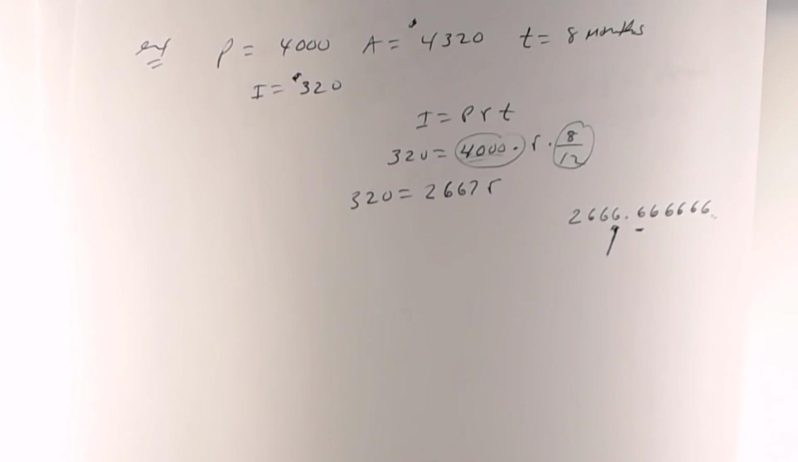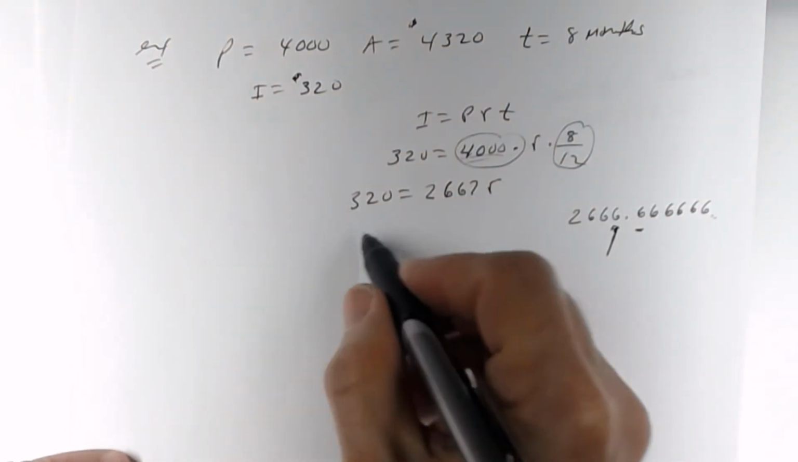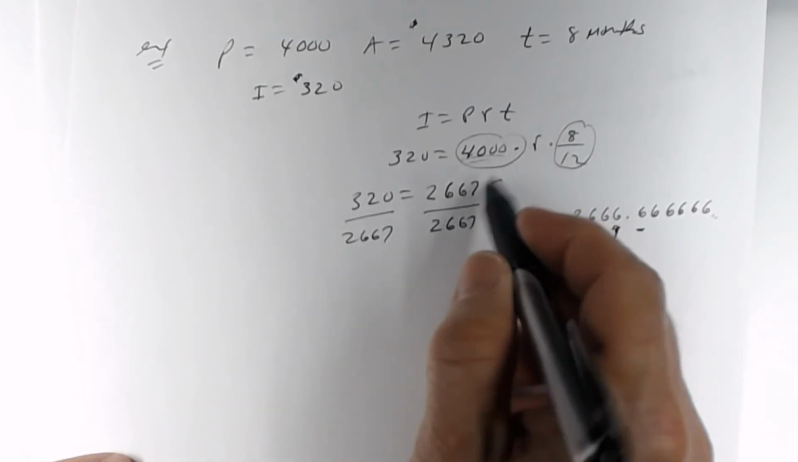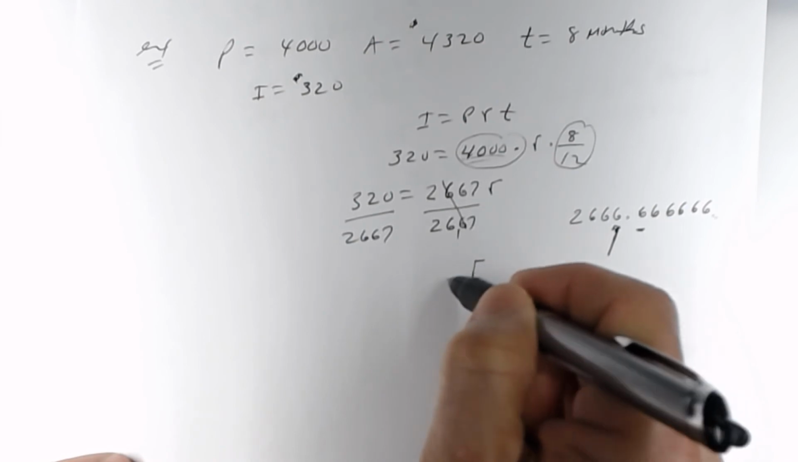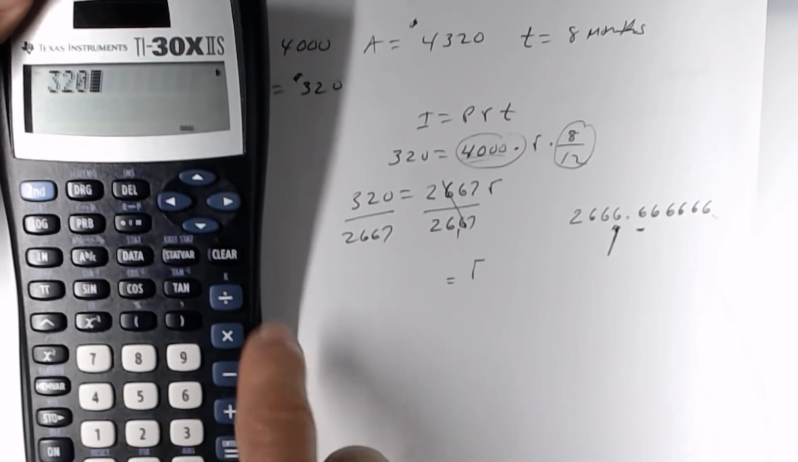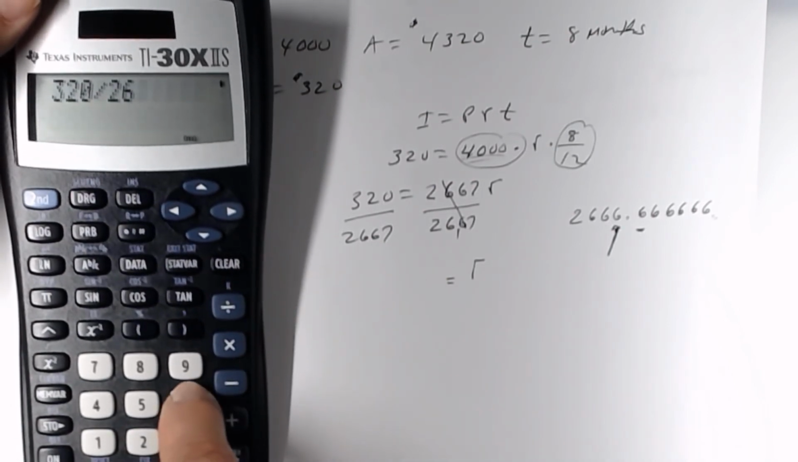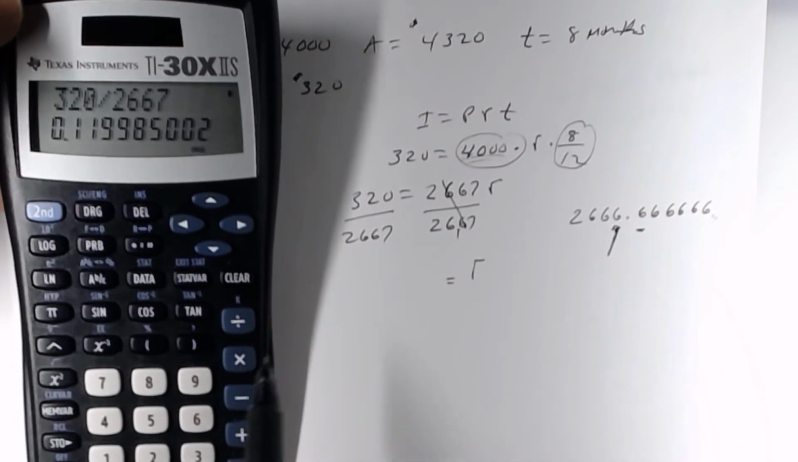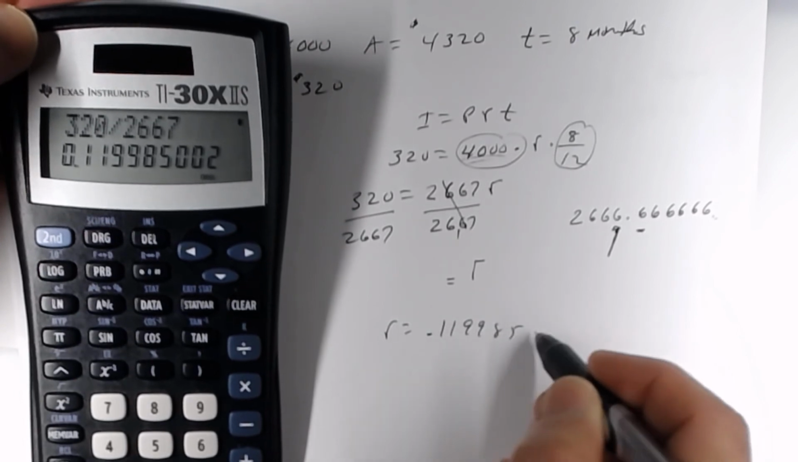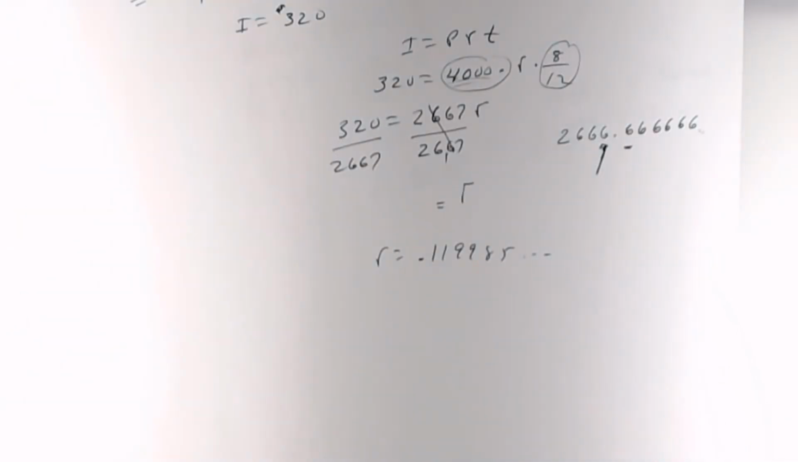So quite a few little rounding things you got to remember. And then finally, how to get R by itself. Divide by, what do I divide by? 2,667. And so these divide out, so you get R equals on your calculator, what is 320 divided by 2,667. Press equal, and this is what you see. R equals 0.119985 and so on. That's what you see, right?